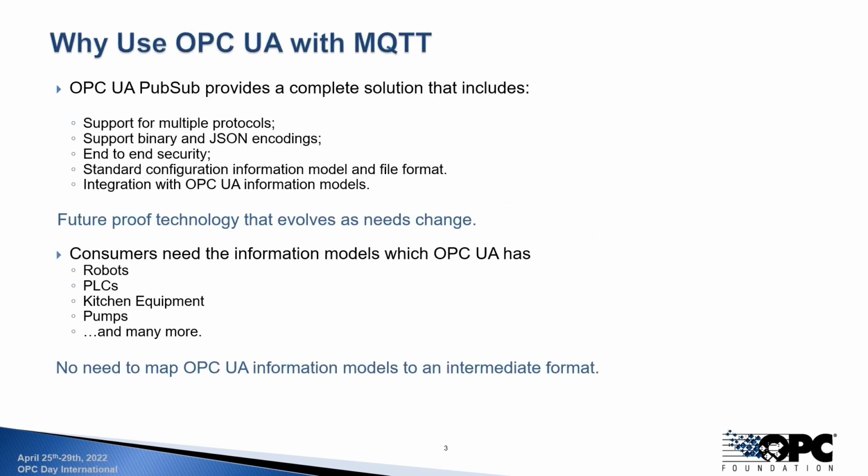So that touches on one of the bigger reasons why you'd want to use OPCUA with MQTT. But in a general higher level view, it supports multiple protocols. It supports binary and JSON encodings. Binary if you want a much more compact, efficient format. It supports end-to-end security with the binary. It also has a standard configuration information model and file format. This is much more important than people realize.